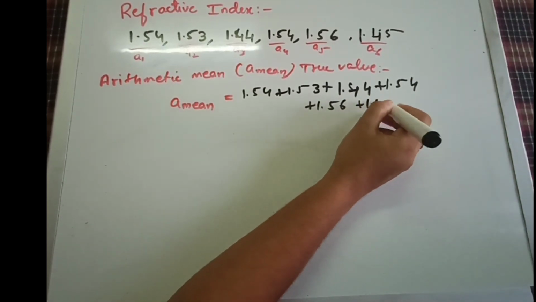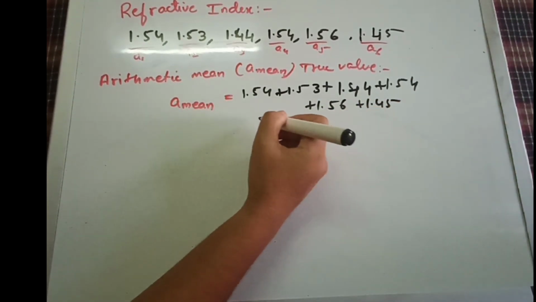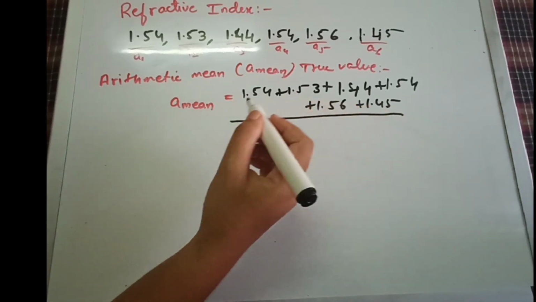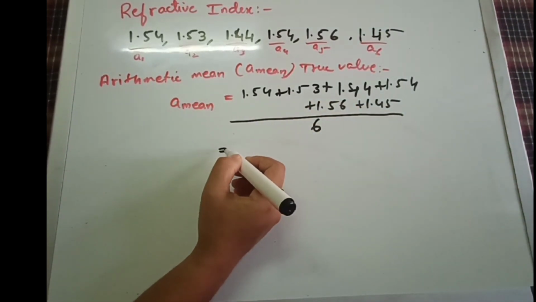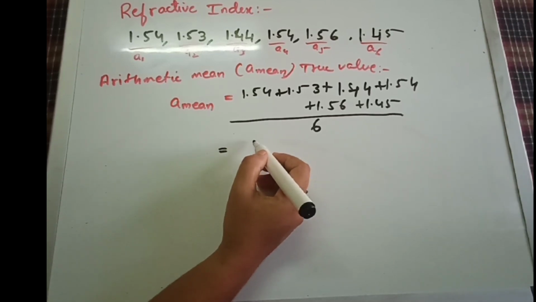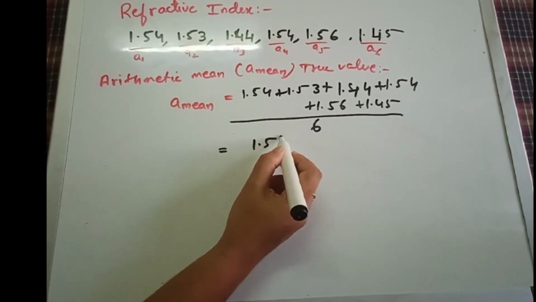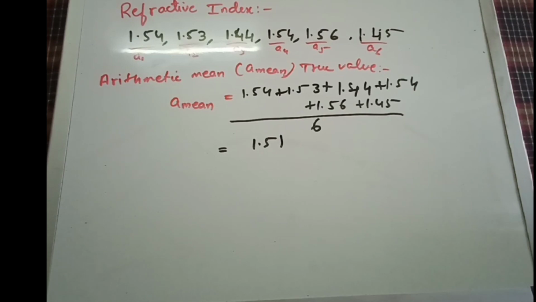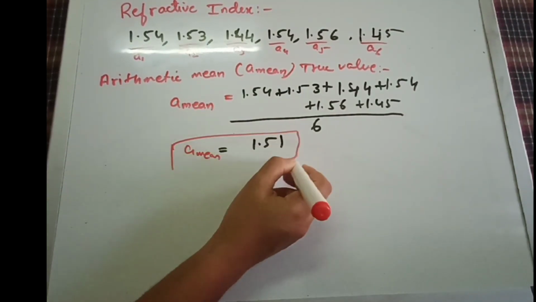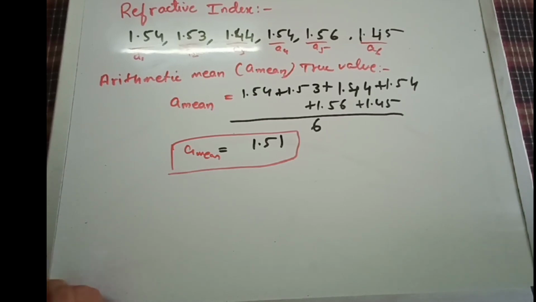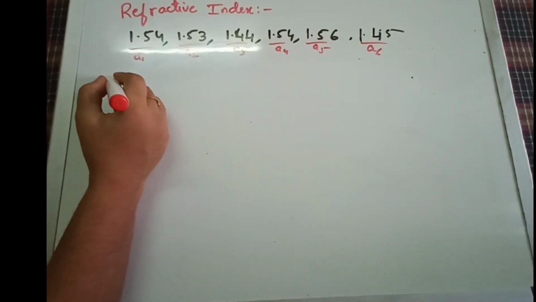All these values I will add and divide by 6 because there are 6 readings in total. So after doing this, the answer that I'll get is 1.51. Okay, so this is the mean of these readings. This is the closest to the actual refractive index of the material. So we will take this as the true value or the actual value of refractive index.